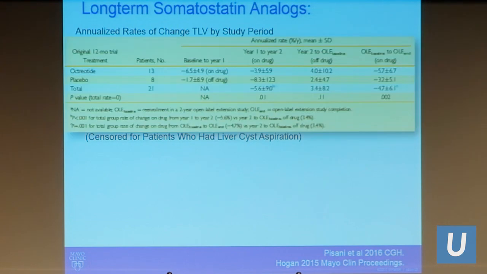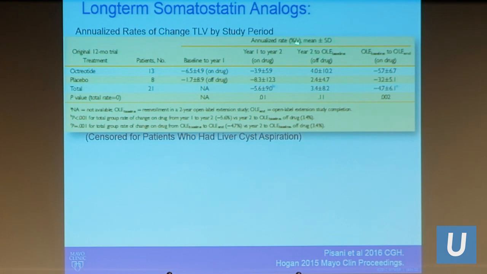So also, we published this information about the patients that were in our original octreotide study. There were 13 that went out a further 2 years on drug, and we again continued to experience a continued reduction in arresting and reducing liver volume growth in those patients on long-term octreotide.